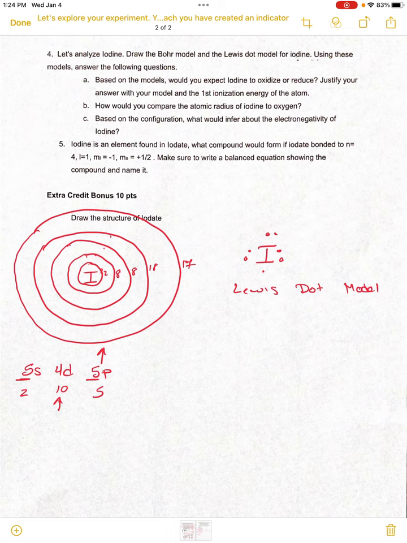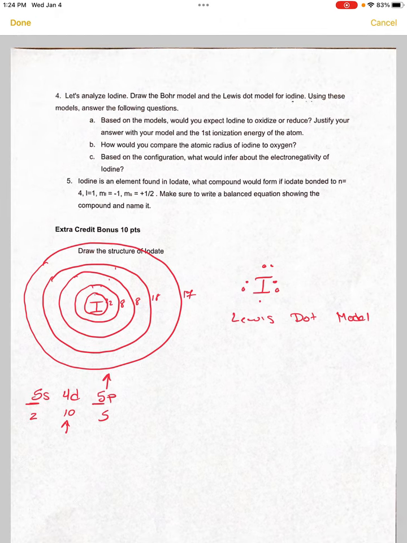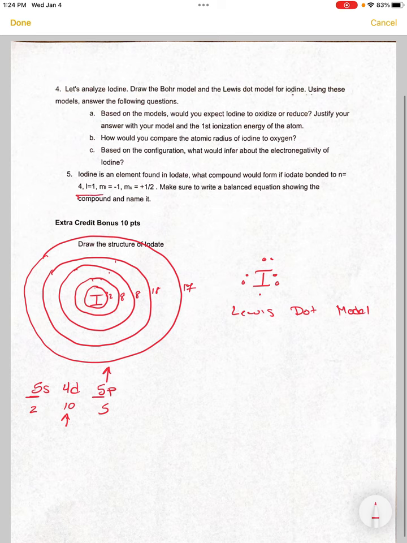For the final question here, iodine is an element found in iodate compounds. What would form if iodate bonded with this particular compound? Make sure to write the balanced chemical equation. Going back to quantum numbers, this element is in the fourth energy level because it has a principal quantum number of 4. It's in the p block, so the p block is 1, 2, 3, minus 1, 0, plus 1, and it has a positively spinning electron.